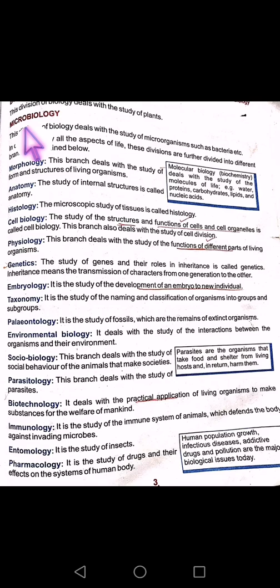Then comes the third division of biology, and it is known as microbiology. Micro is used for the tiniest or very smallest organisms that cannot be seen with the naked eye. This division of biology actually deals with the study of microorganisms such as bacteria.